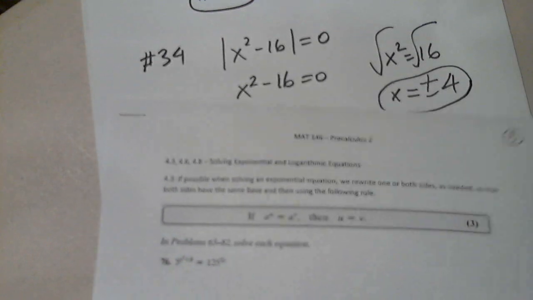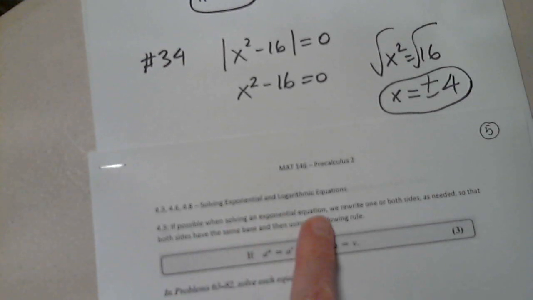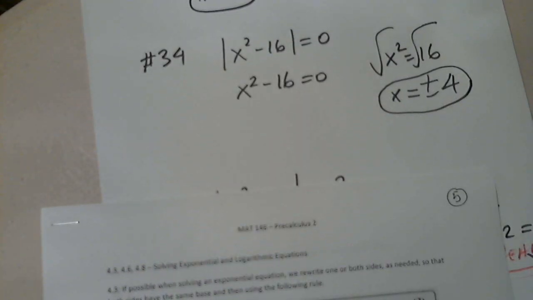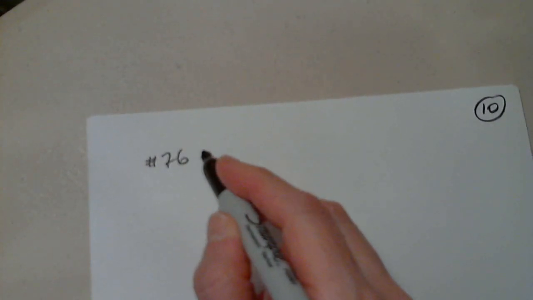So, we have the next handout, this is all review from 145, and this handout covers sections 4.3, 4.6, and 4.8. They're all review, everything was done in the previous class. But let's consider a thorough review, so let's work on these problems together. So we're going to look at solving exponential equations and logarithmic equations. So let's start. I'm on page 10.